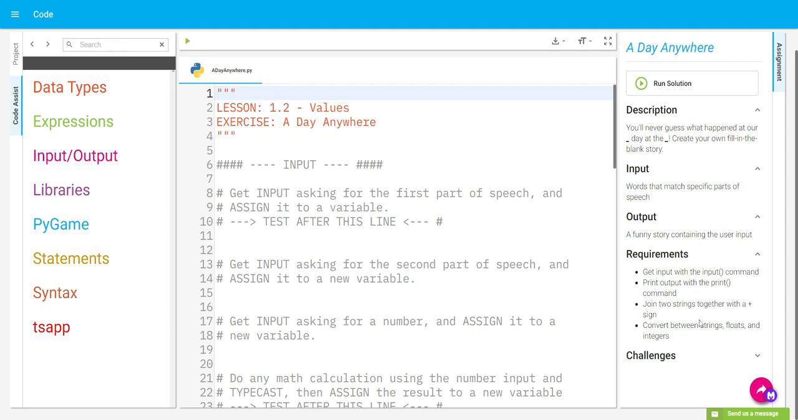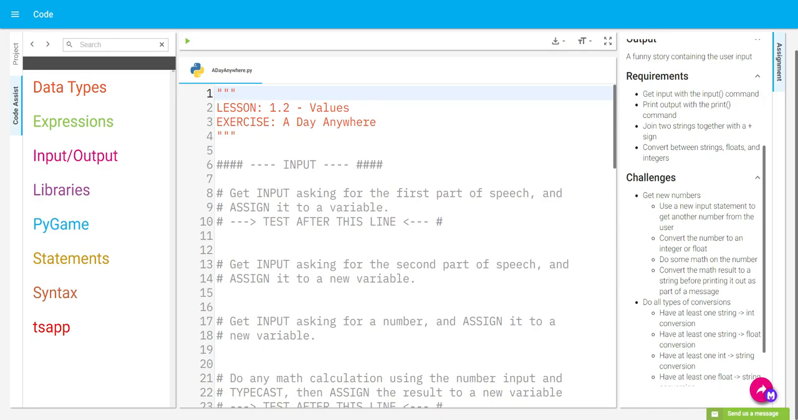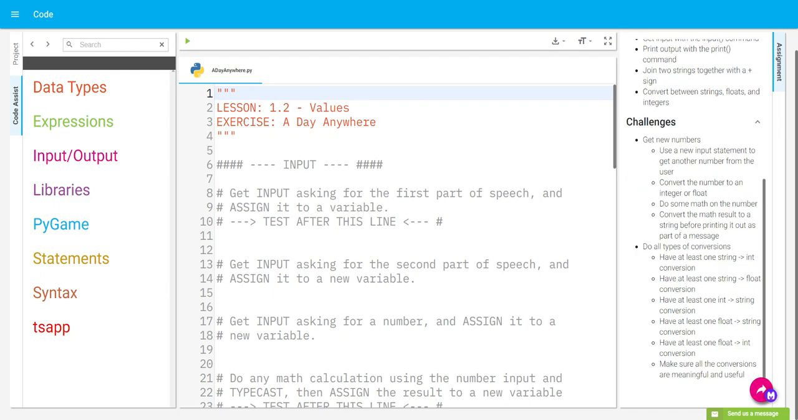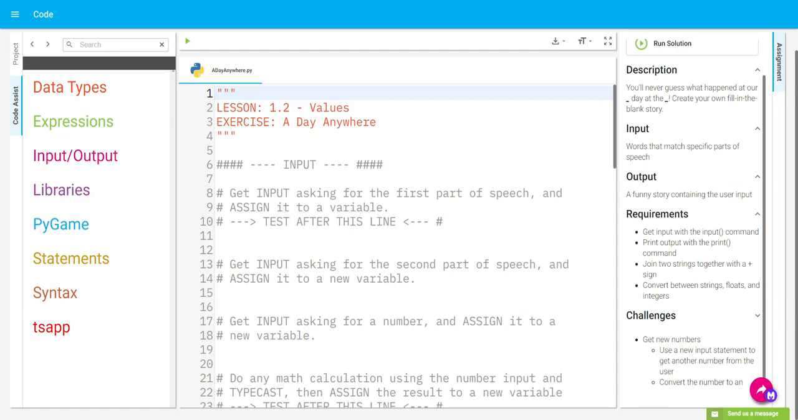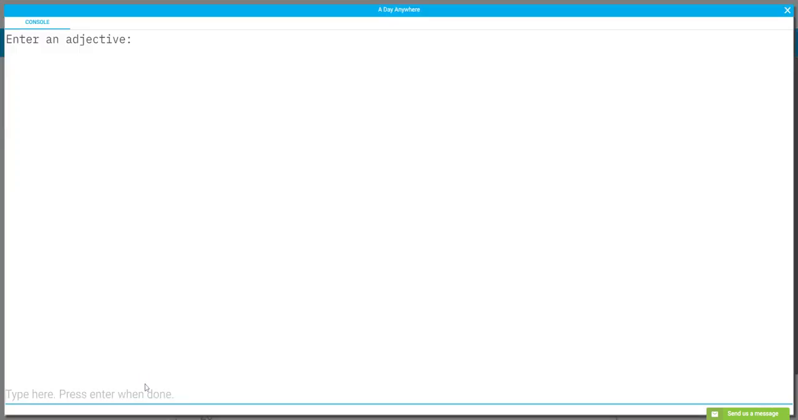We have to get input from the input command, we have to print output, we have to join two strings together with a concatenation, and we have to convert strings, floats, and integers. And then with this part, if we'd like to add in some challenges, we can get new numbers, we can change up types of conversions, and the whole bit. Okay? So let's start off with running the solution to see how it's going to work.